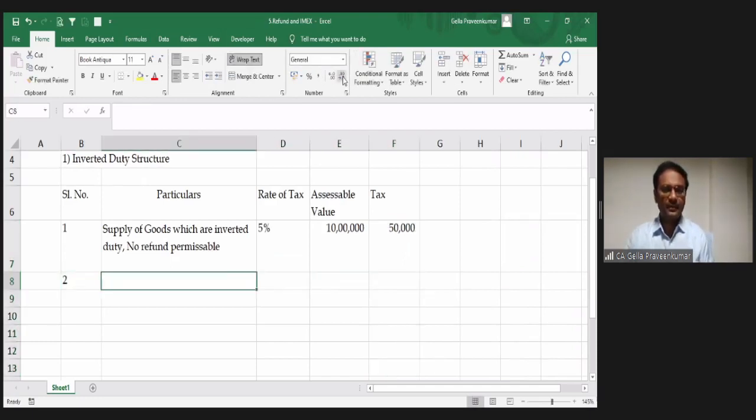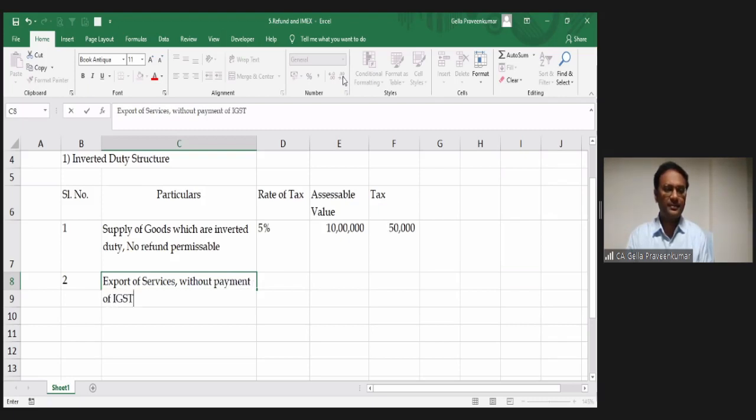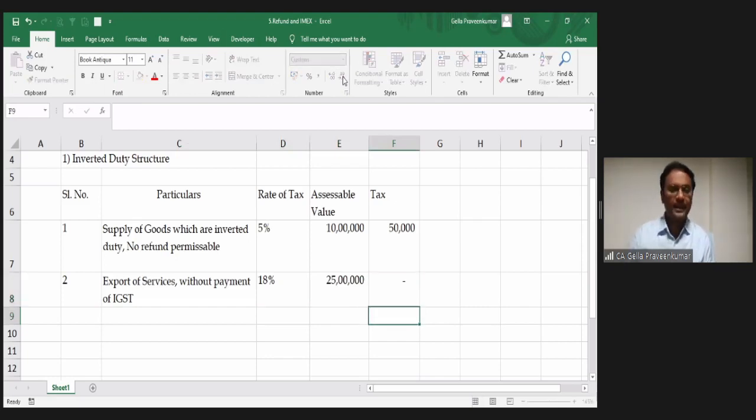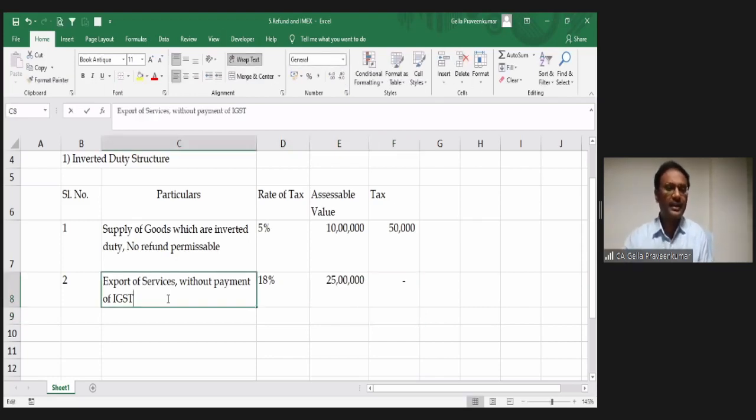Now next, second, export of services without payment of IGST. Say rate of tax is 18%, and I have exported services worth 25 lakh. Now, tax upon that is 0. Reason, I have exported services without payment of IGST under LUT or bond.